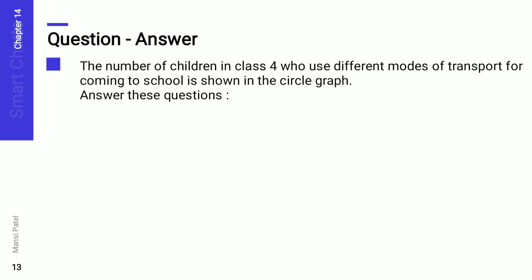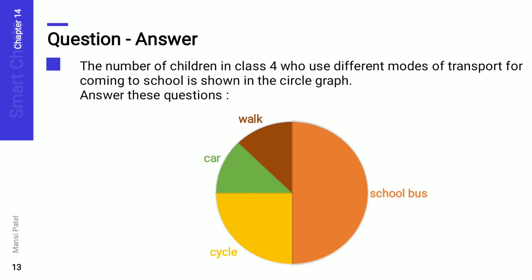Here they were given the number of children in class 4 who use different modes of transport for coming to school, as shown in the circle graph. And you have to give the answer to this question. Again they were given one pie chart, one circle graph, but the proportion of this pie chart is not the same. So first we are making 4 equal parts of this pie chart. Then again this 1/4 part is divided into 2 equal parts like this.